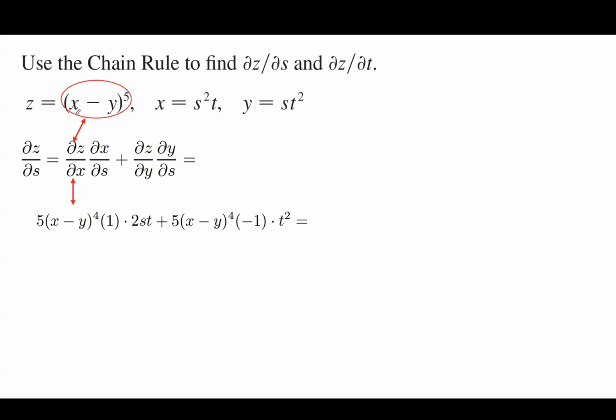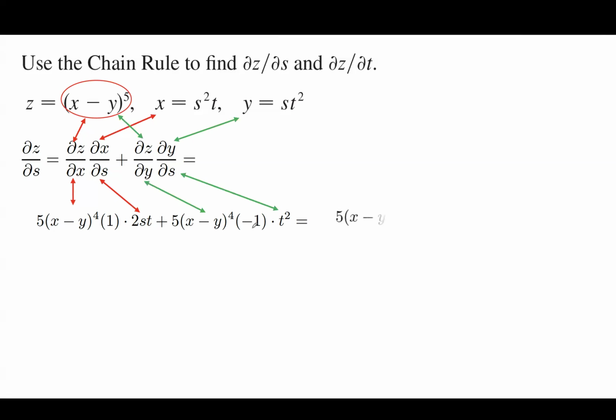The derivative of x with respect to x is equal to 1. Now for x itself, x is s squared t. So when you're taking the partial derivative of x with respect to s, it becomes 2st. Now let us take a look at the second addend. The partial derivative of z with respect to y using the chain rule is 5 times (x minus y) to the power 4. And since you have negative y, the derivative with respect to y becomes negative 1. And then the partial derivative of y with respect to s, which is just t squared.